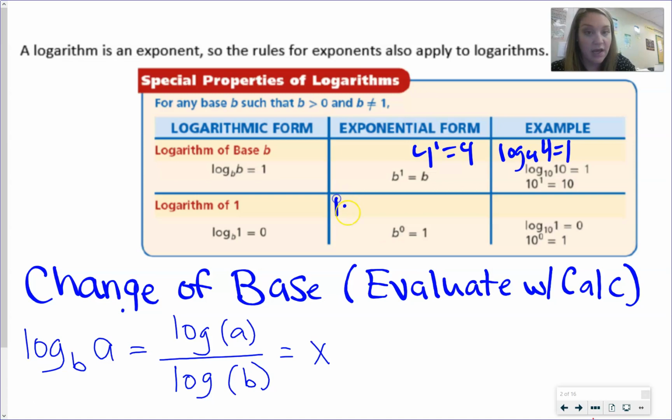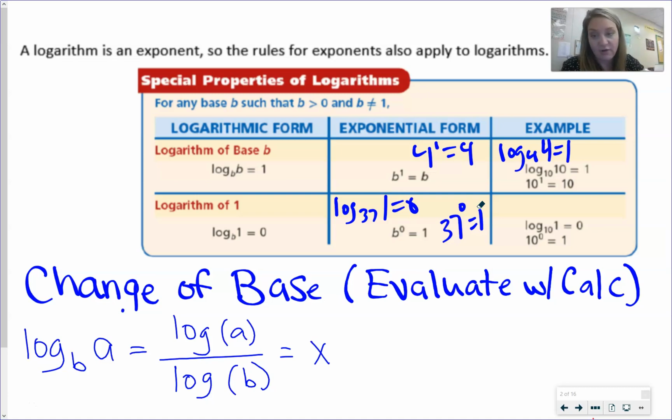If I have a log with a base of 37, but the value is 1, I know that has to be equal to 0. Okay? Because if I rewrote that, that would be 37 to the power of 0 equals 1. Okay? So those are 2 special cases on how to get a 1 from our logs, okay, or 0.